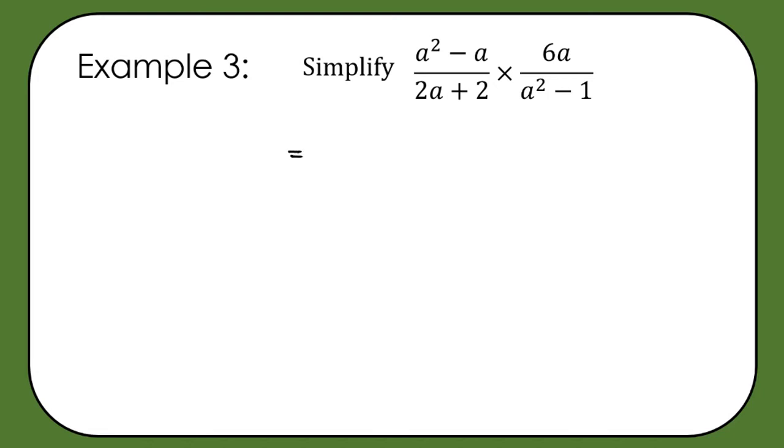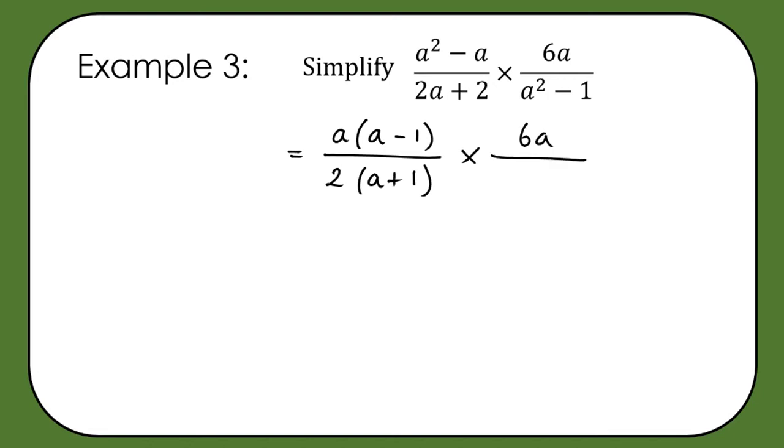So this first numerator has a common factor of a, and this first denominator has a common factor of 2. So that fraction itself doesn't cancel down at all. The numerator here is already factorised, 6 times a. Now the denominator here is a difference of two squares, a squared minus 1, so we're going to get a minus 1, a plus 1.